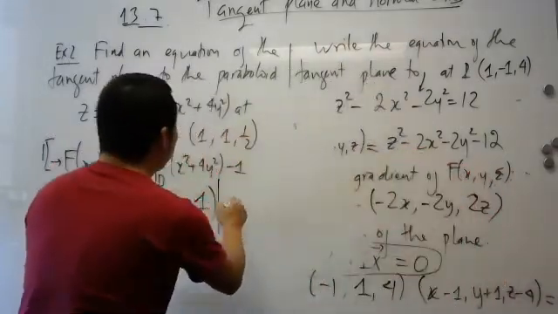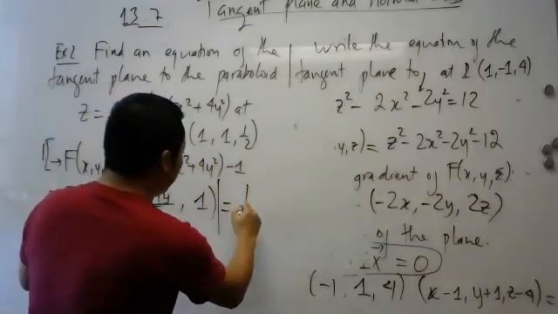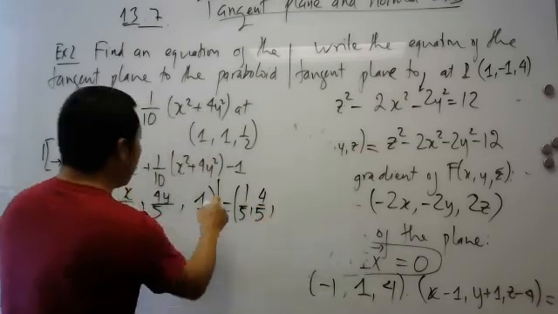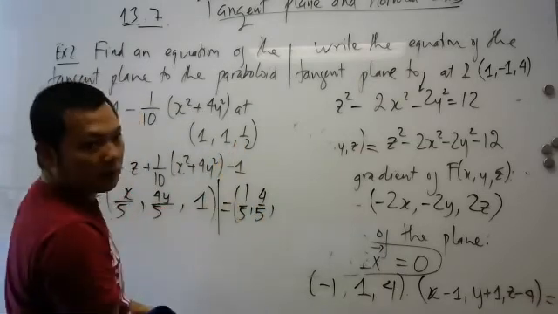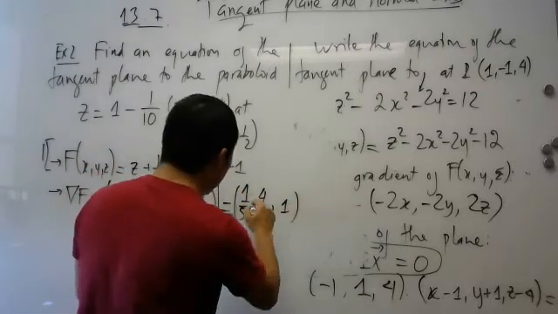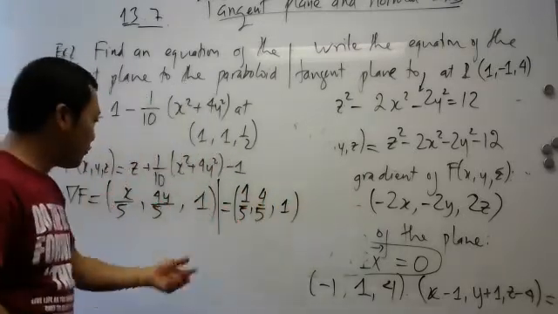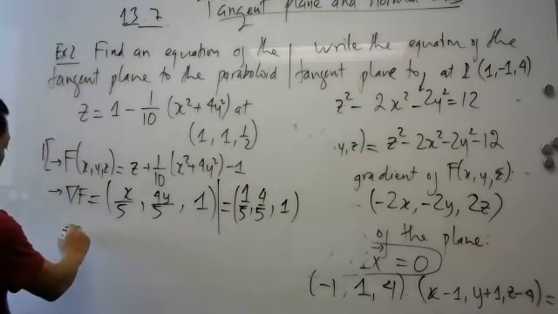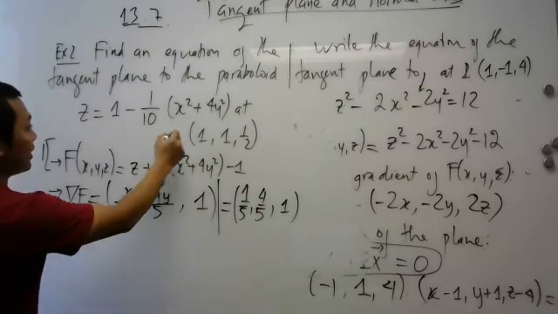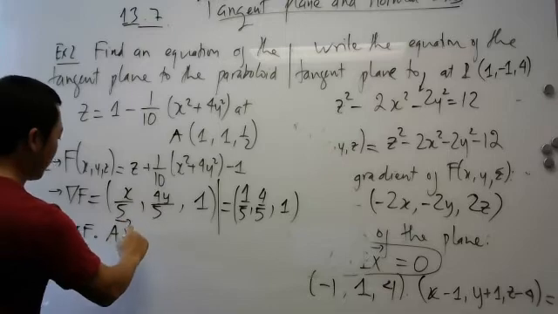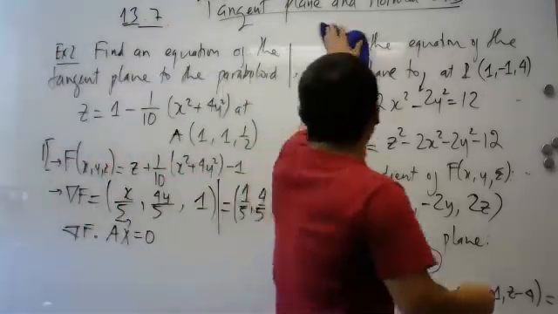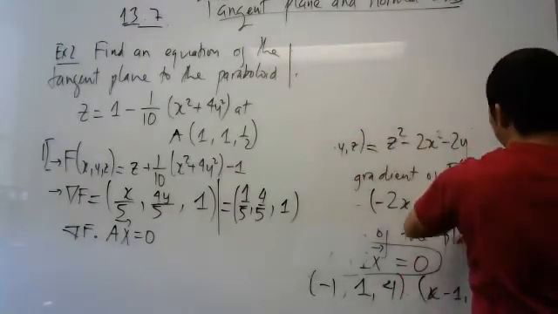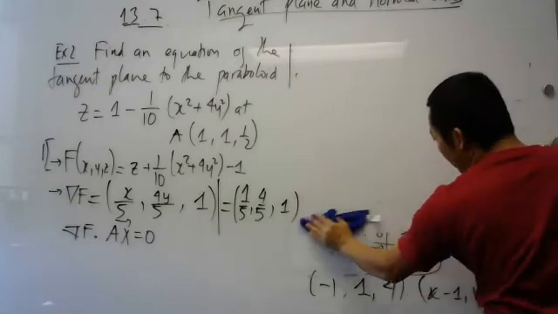When x equals 1, I have 1/5. When y equals 1, I have 4/5. And when z equals 1/2, it's just 1, because 1/2 does not affect this since the coefficient is 1. Then you just write out the equation: gradient F dotted with, let's say, this vector a, equal to 0. We don't have to write that equation again, so now we will just write it in short.